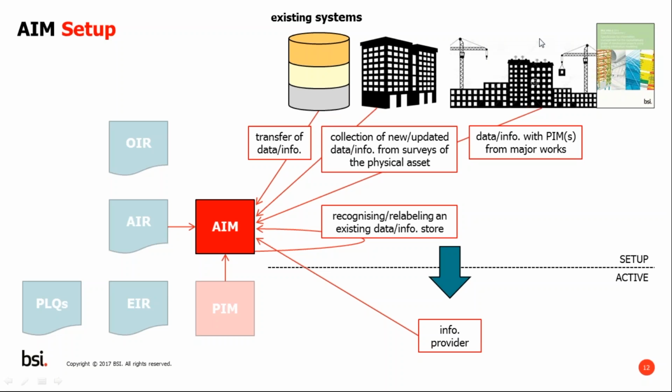We have the collection of new and updated information from the physical asset itself. So this is as-built information and installation of new systems within the asset. And then we've got the recognizing or relabeling of existing data and information that the organization stores themselves. So once this is set up, and you have this digital representation of the physical asset, the job is then to keep that asset information model up to date and ensure that there's always a correspondence between the physical asset and the digital assets.